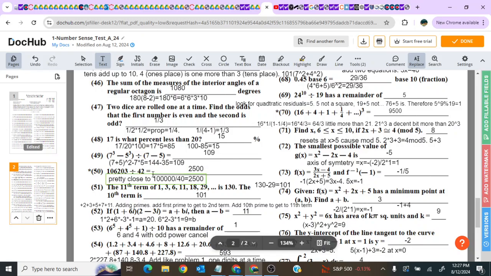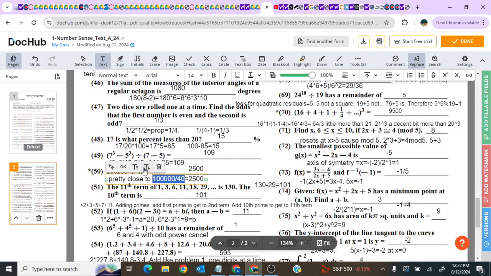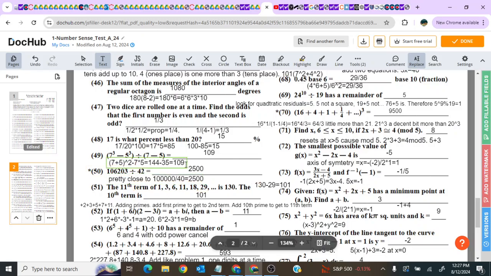So yeah, 50, 106,203 divided by 24. Well, it's pretty close to dividing both the numerator and denominator by a small amount to get 100,000 divided by 40. The 2,500 should very easily be in range here.